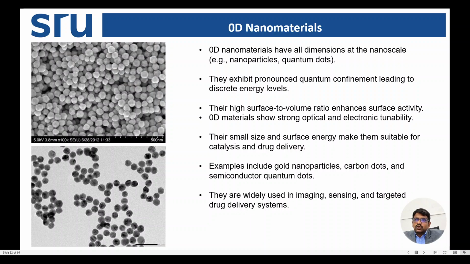Examples include gold nanoparticles, carbon dots, and semiconductor quantum dots. These are some of the examples of 0D nanomaterials. I will show you some of the gold nanoparticles that I have prepared in the laboratory. I have also prepared semiconductor quantum dots, that is SnO2 tin dioxide quantum dots, and used them for different applications. I will show you all these results.